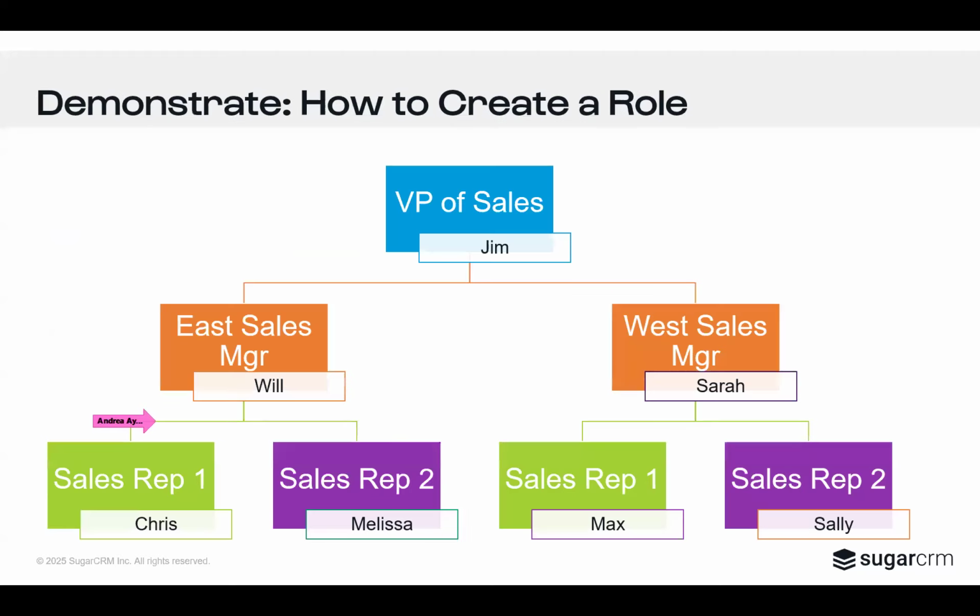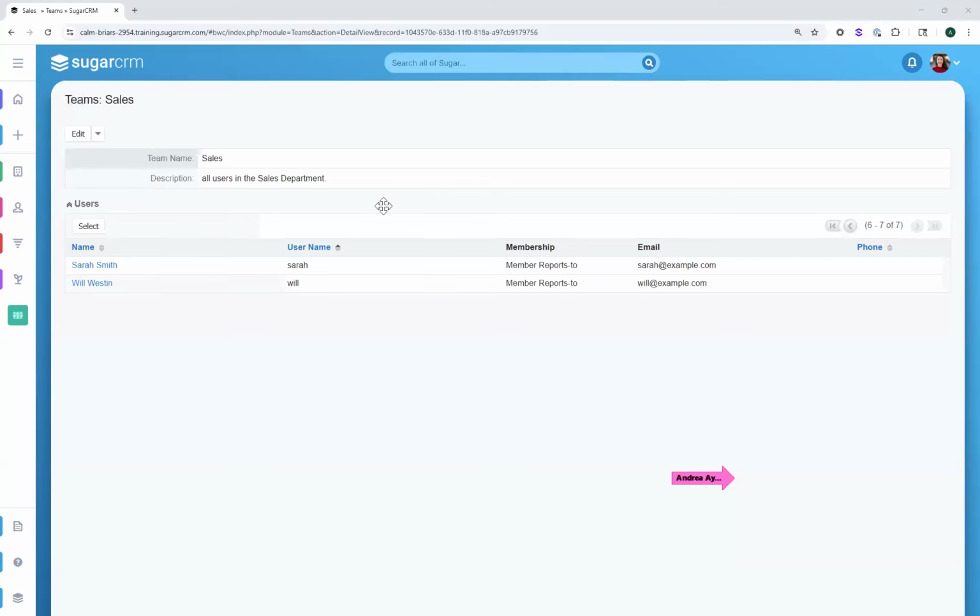Okay, so in this little chart here, we have Jim at the very top. Okay, and I did it by job color. Each color is a different job level. So it's Jim, and then he has two managers, Will and Sarah. Okay, that's another level. And then we have sales reps 1. So both Sarah and Jim have a sales rep 1, and both Sarah and Jim have a sales rep 2, Sally and Melissa. Okay, so in the system, I have already created a role.